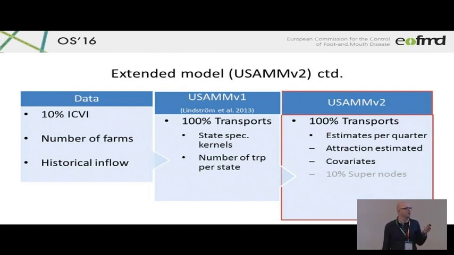And then we add what we call super nodes. So the 10% of nodes with the highest in and out degree are given an extra parameter to be estimated, and this will help us address the problem of underestimating the number of counties with many transports.